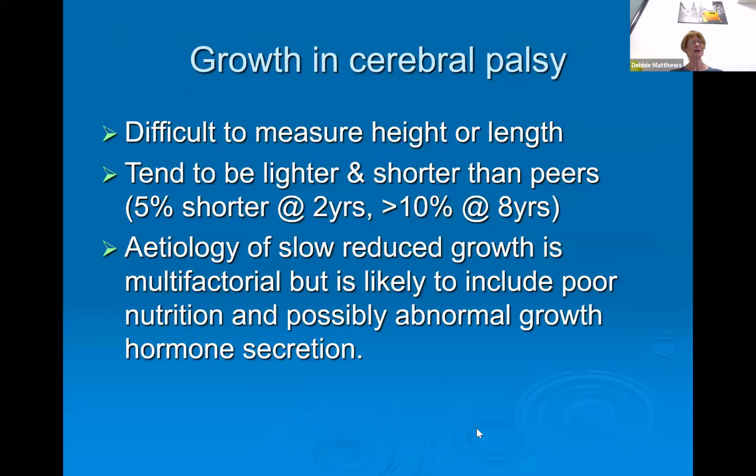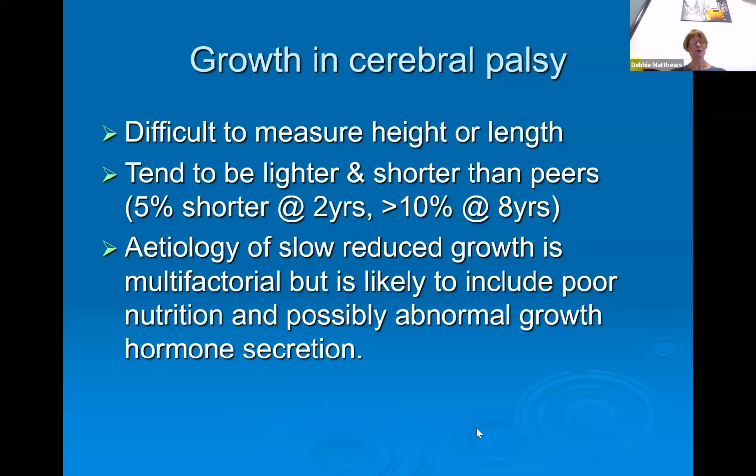So what we can see from what we talked about earlier, about how we measure children, is that in this scenario it's going to be extremely difficult to get an accurate measure of either height or length in these individuals. But despite that, there's some published data about them which show that they tend to be lighter and shorter than their peers, being 5% shorter than their peers at the age of 2 and more than 10% shorter at the age of 8.